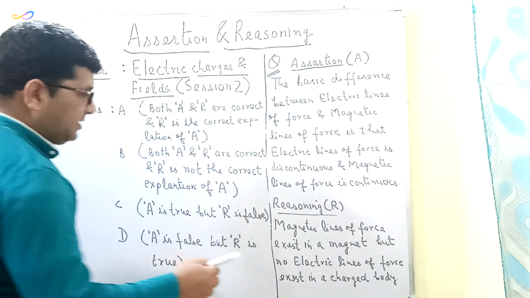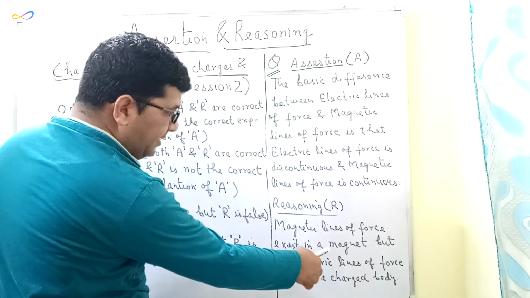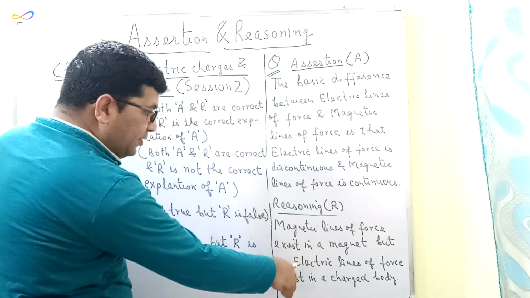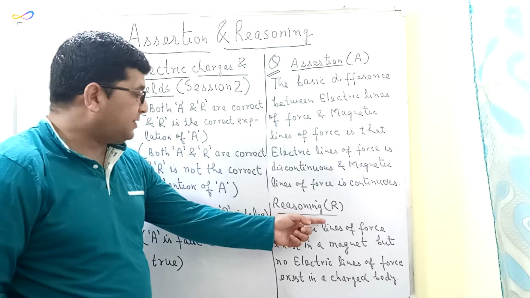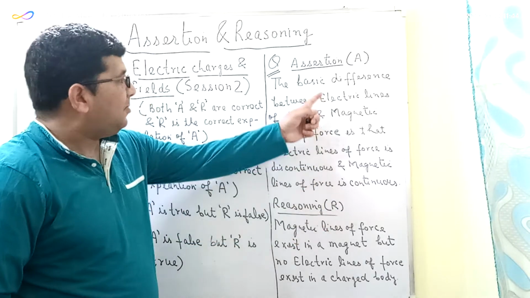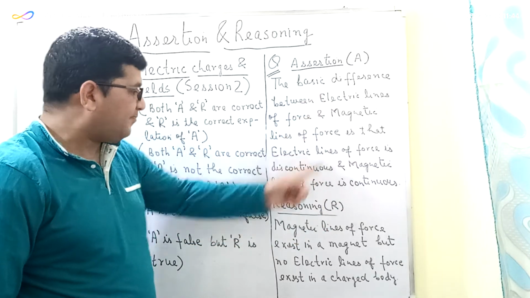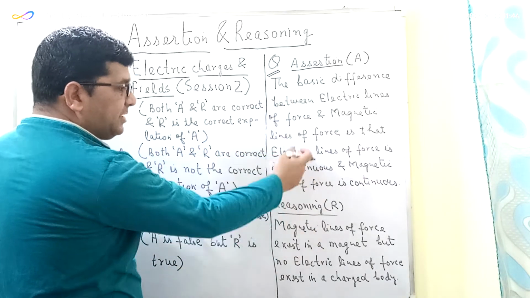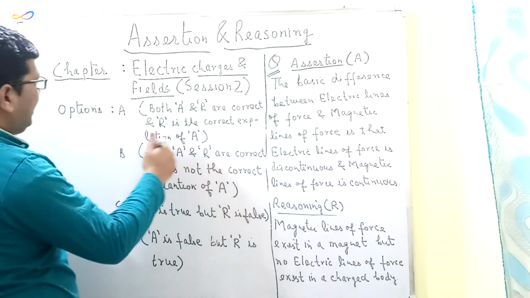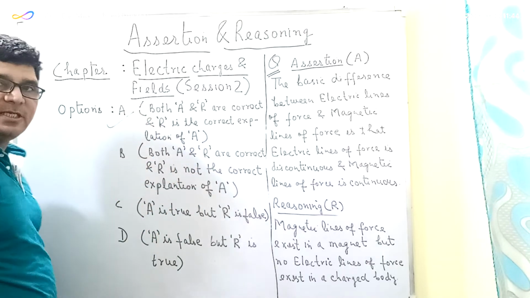So here the reasoning is: the magnetic lines of force exist in a magnet, but no electric lines of force exist in the charged body. So this reasoning is a proper explanation for this assertion. And since both the assertion and the reasoning are correct, we can say that option A is correct.